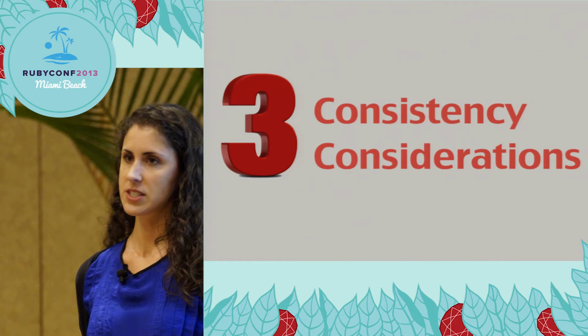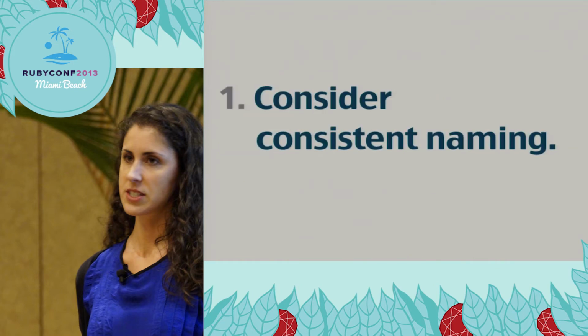3 consistency considerations. Consider consistent naming. This might seem super obvious, but as I said before, variables are really important. People are going to look at your code and want to understand, just by looking at it, what's going on. Use consistent variable names across classes. Use consistent module names. Use consistent method names. Use consistent option names.